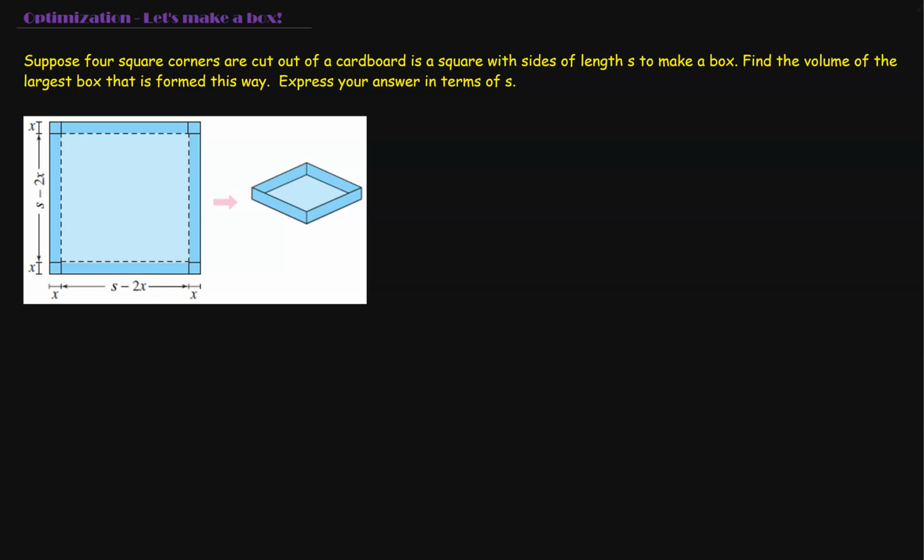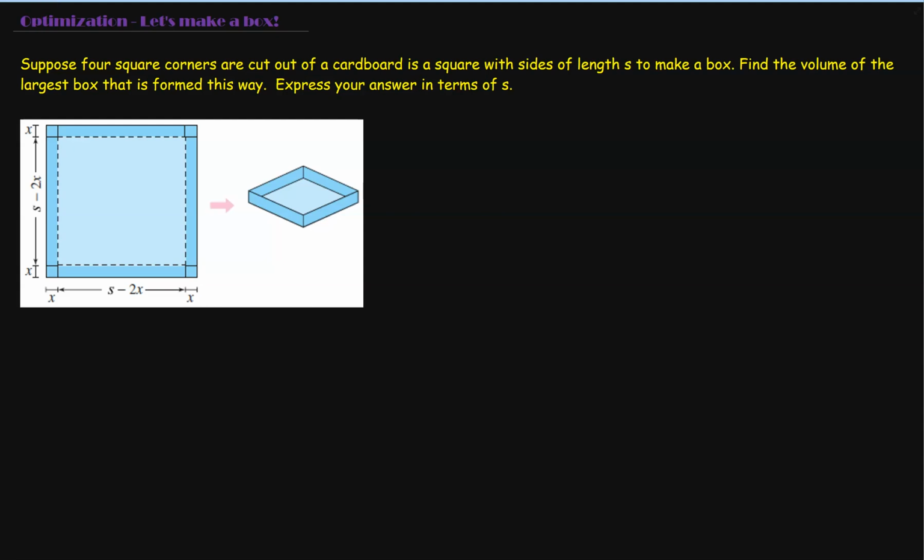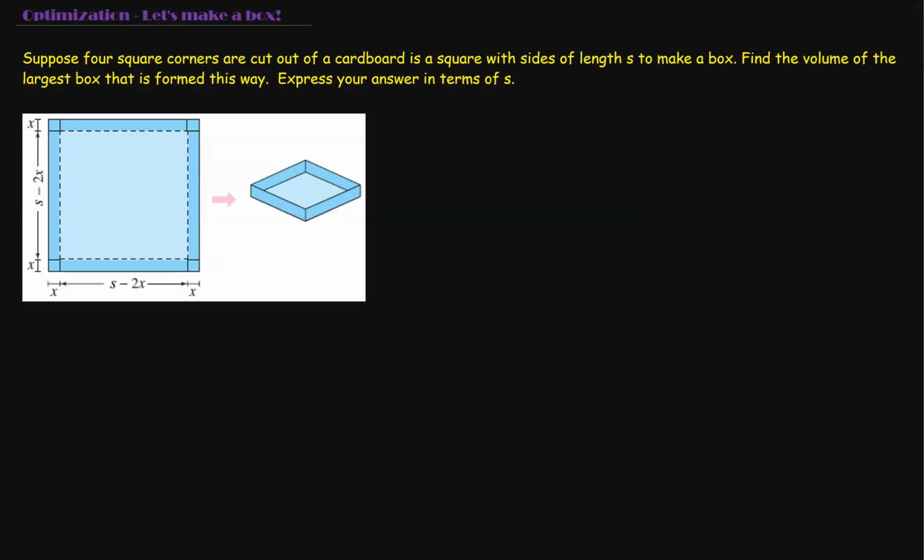When we look at the box that we have here, this box is going to have the dimensions of s minus 2x multiplied by s minus 2x multiplied by the height, which is x. So when we look at the volume, the volume of this box is going to be x multiplied by (s minus 2x) squared.